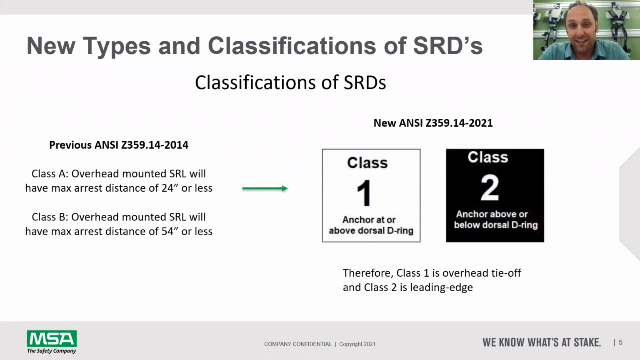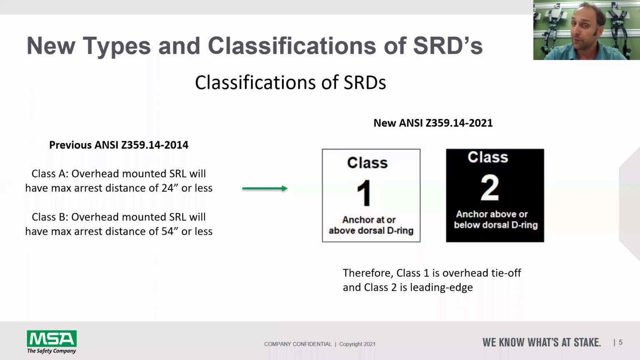If there's one slide in this whole presentation, though, that I would say is the key takeaway, something you want to digest, it's going to be the classifications of these SRDs. Again, let's start on the left-hand side and talk about where we have been. So the previous 2014 had 2 classifications, Class A and Class B. And at least in my time in fall protection, it always came across from the end user community that you would use a Class A rated device when you had short clearances. So you were looking for that 24 inches or less of max arrest distance.